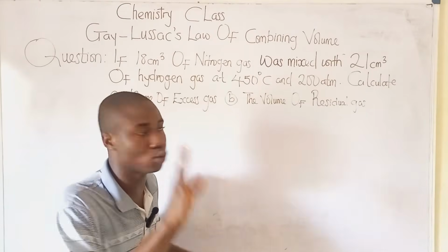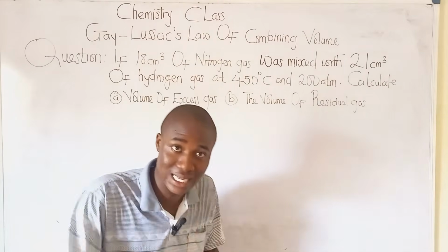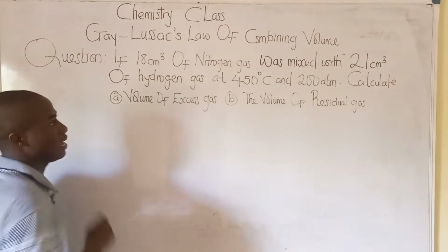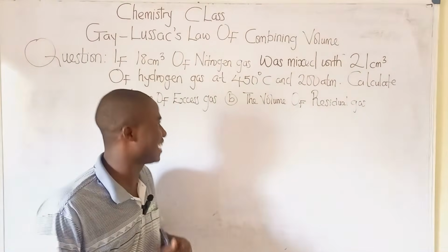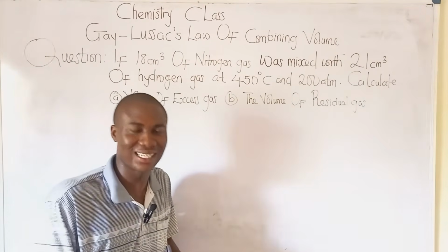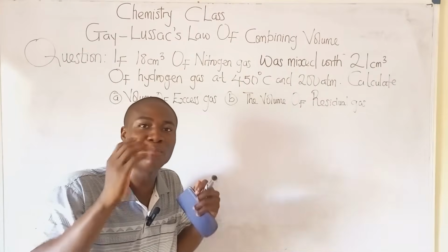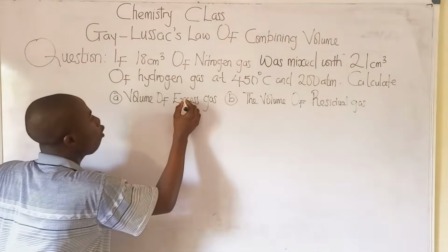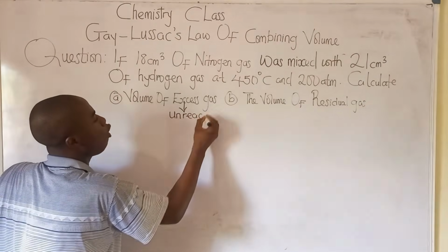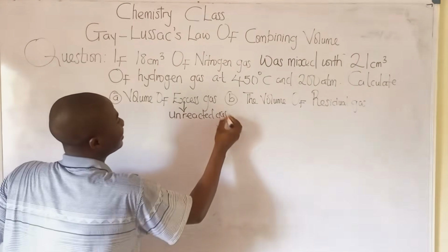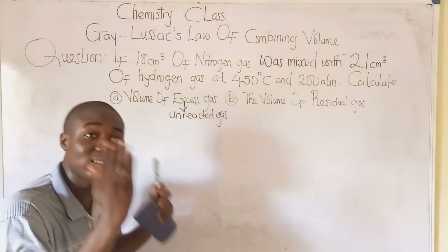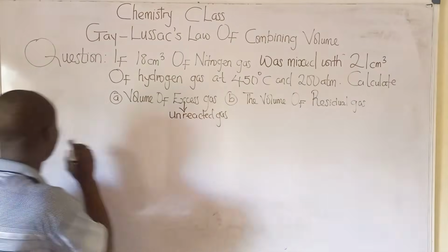I'm going to explain how to solve questions under this aspect step by step. Meanwhile, the last part of the question says, calculate A, the volume of excess gas, B, the volume of residual gas. Now, this must be noted: the word excess gas can also mean volume of unreacted gas. Now, first of all, let's write out the equation for this reaction.